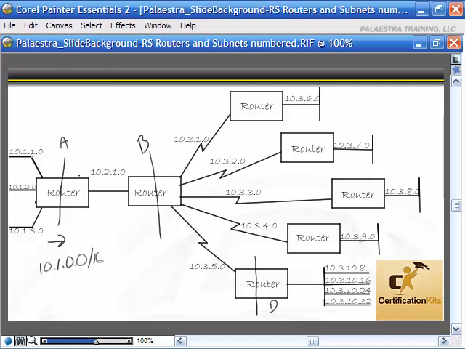Even though there's a 10.1.1.0, 10.1.2.0, 10.1.3.0 subnet, all those subnets start with a 10 and a 1. So as far as the routing table for all these routers go, we're going to summarize it into a 10.1 entry. Router B is going to summarize the information, and that information is going to be summarized as 10.3.0.0 going out to router A. So anything with a 10.3, router A is going to know to send it to router B.